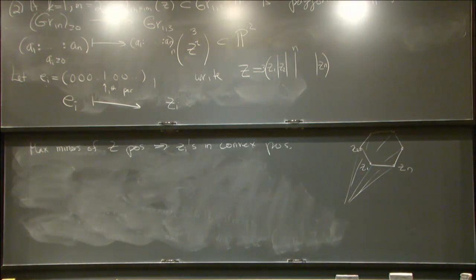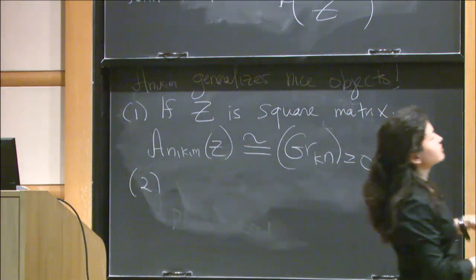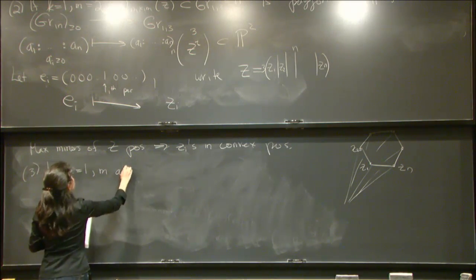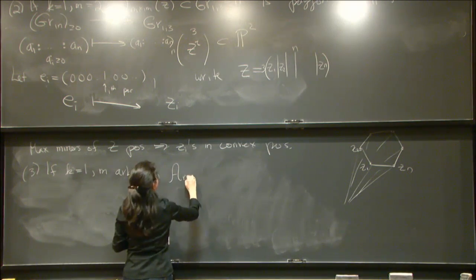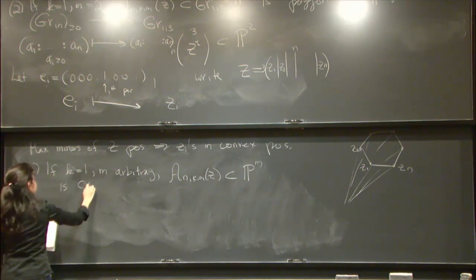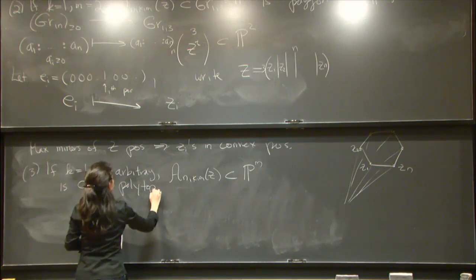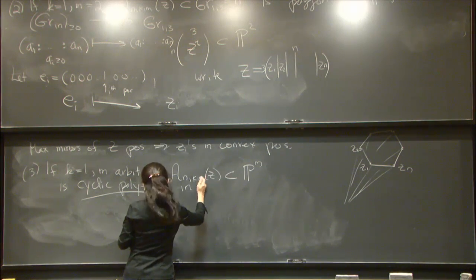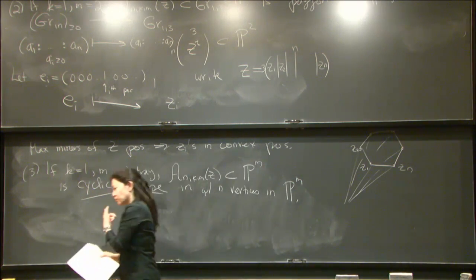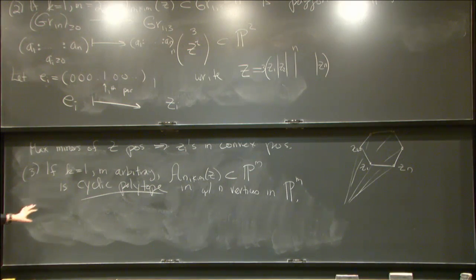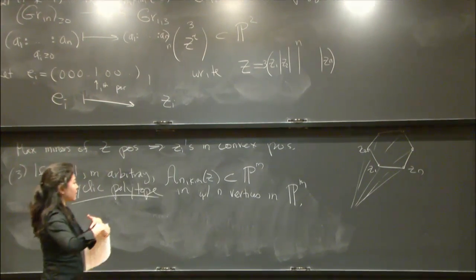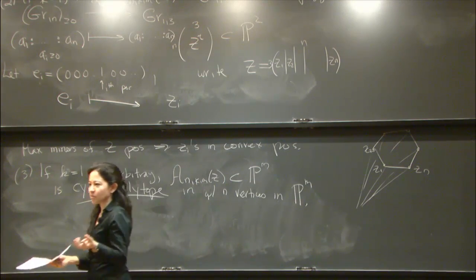Okay, so we've seen that this amplituhedron generalizes the non-negative Grassmannian. It also generalizes these polygons in projective space. And if k is 1 and m is arbitrary, then what we get is what's known as a cyclic polytope with n vertices in P^m. I'm not going to define cyclic polytope because it's not particularly relevant, but I'll mention that they are important polytopes in combinatorics because they are extremal in terms of maximizing faces given the number of vertices and the dimension.